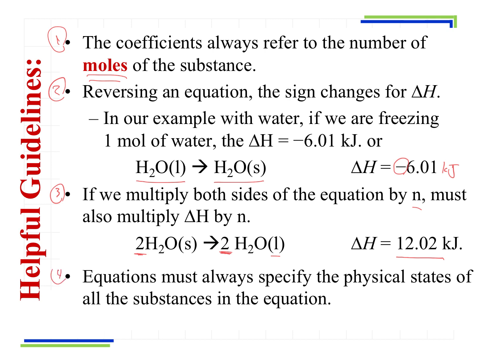And the last one, number 4, equation must always specify the physical states of all the substance in the equation. So as you can see in this example, we always say solid, liquid, liquid, solid. We have gas phase, we have aqueous phase. So in a thermochemical equation, you always have to write the physical state. Not that for the other reaction we don't have to. Sometimes we don't, but for thermochemical reactions, because that is very important.